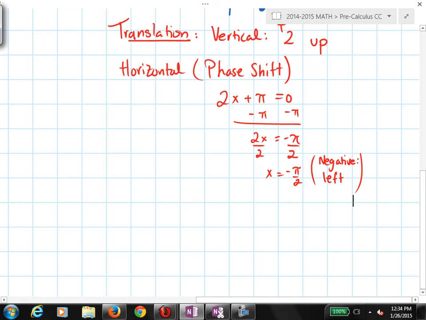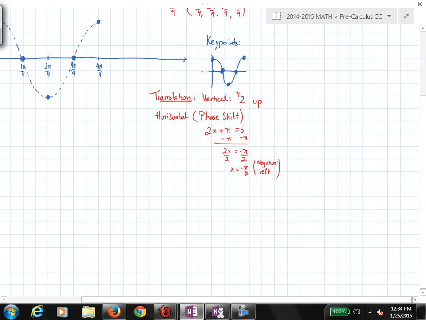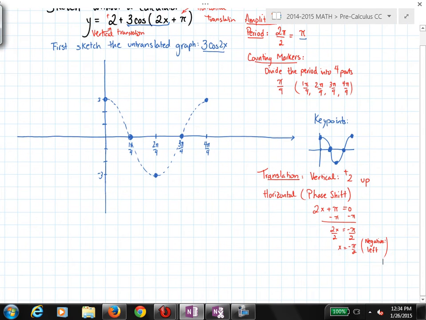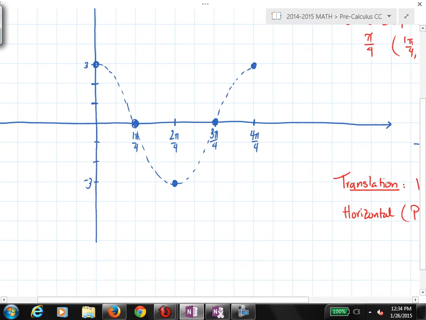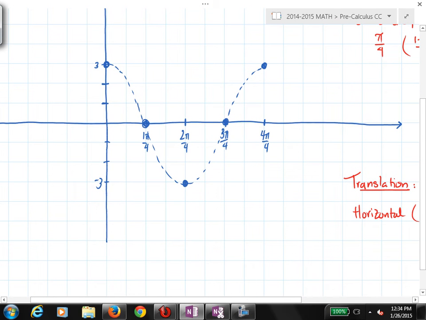Now we're going to go back to the graph, and we're going to take all our key points and translate them. All right. So here are my key points. Now, because I know I have to go negative pi over 2, my counting markers are by pi over 4. How many markers does it take to make pi over 2? Which is how many? 2, right? Because from here to here, one marker is pi over 4. If I go another one, notice how this 2 pi over 4 is pi over 2. So 2 of these make that pi over 2.